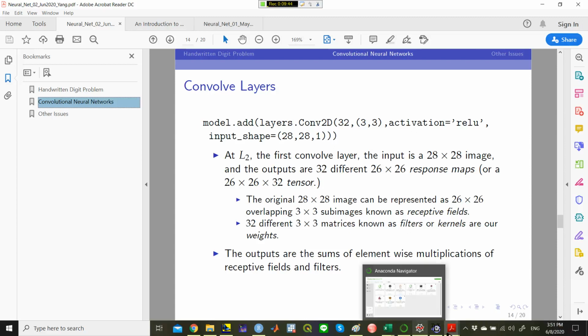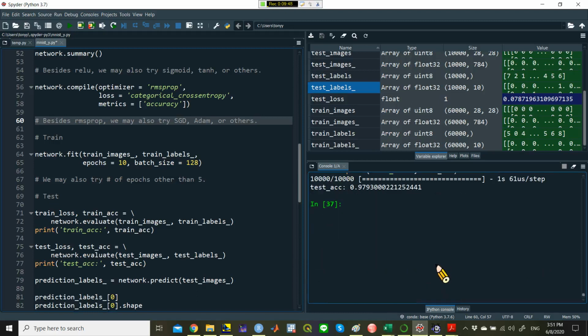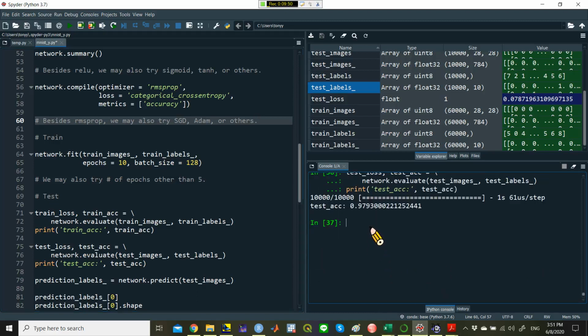So what's 26 times 26 times 32? Let's do it together. 26 times 26 times 32. So in this layer we have 21,632 neurons.